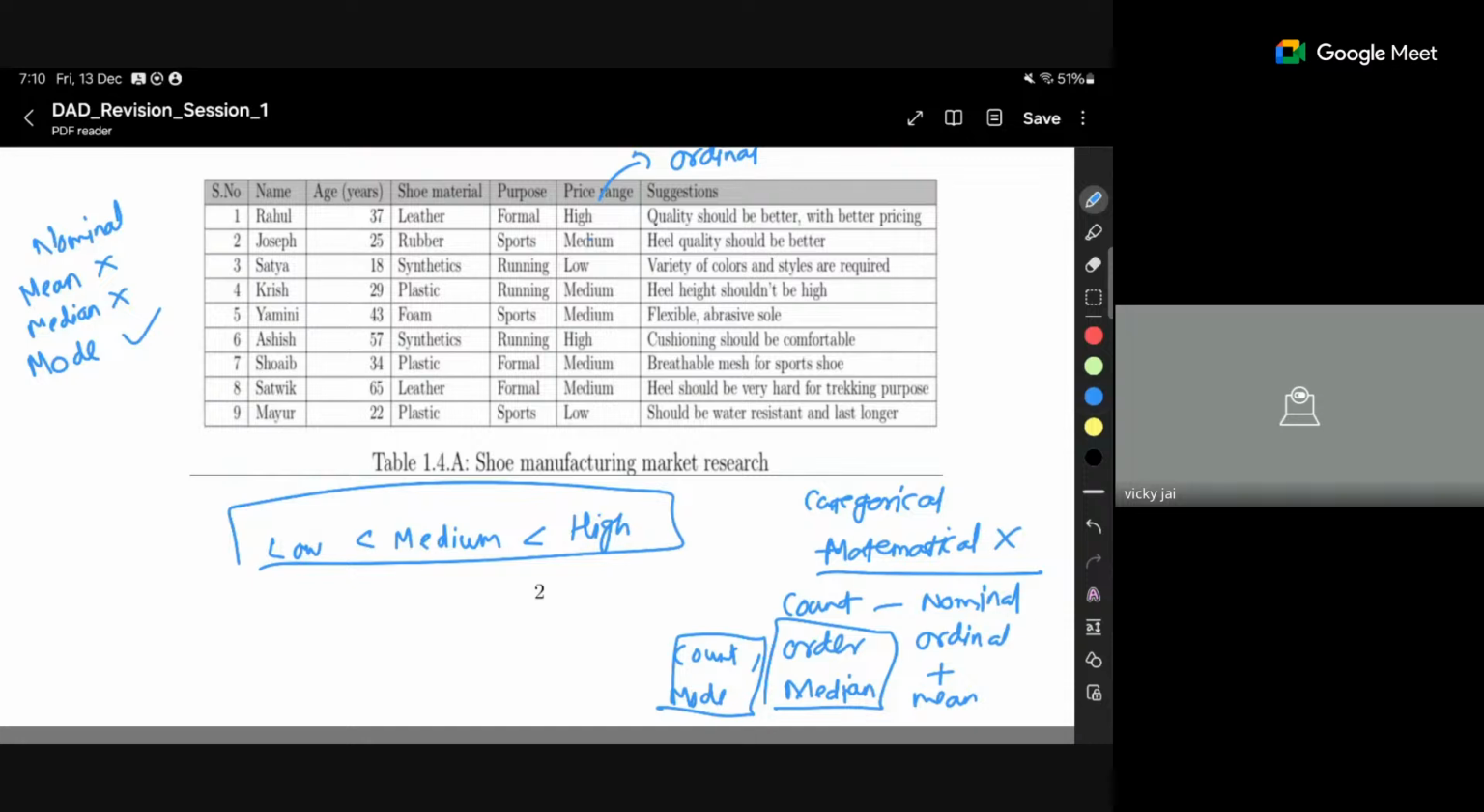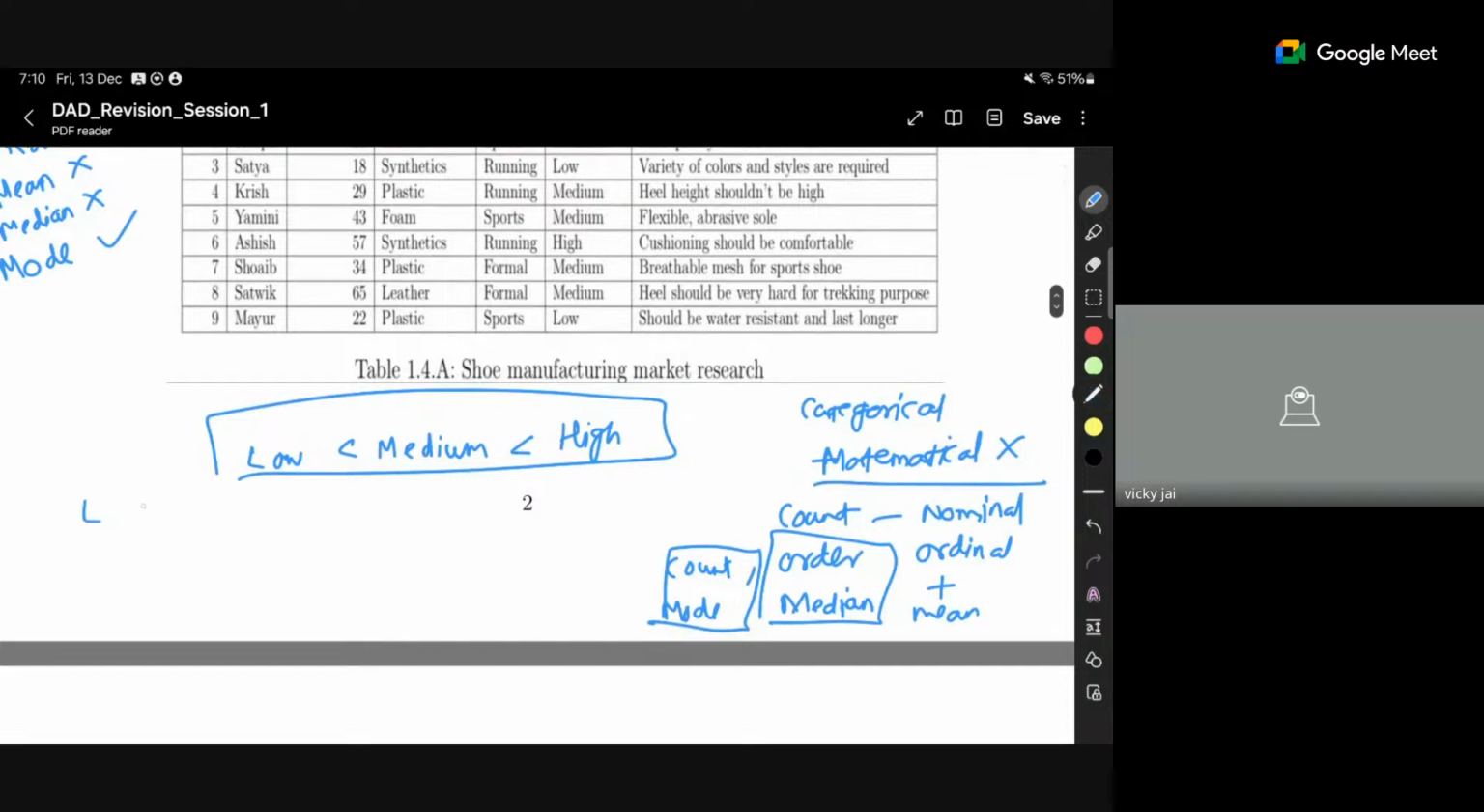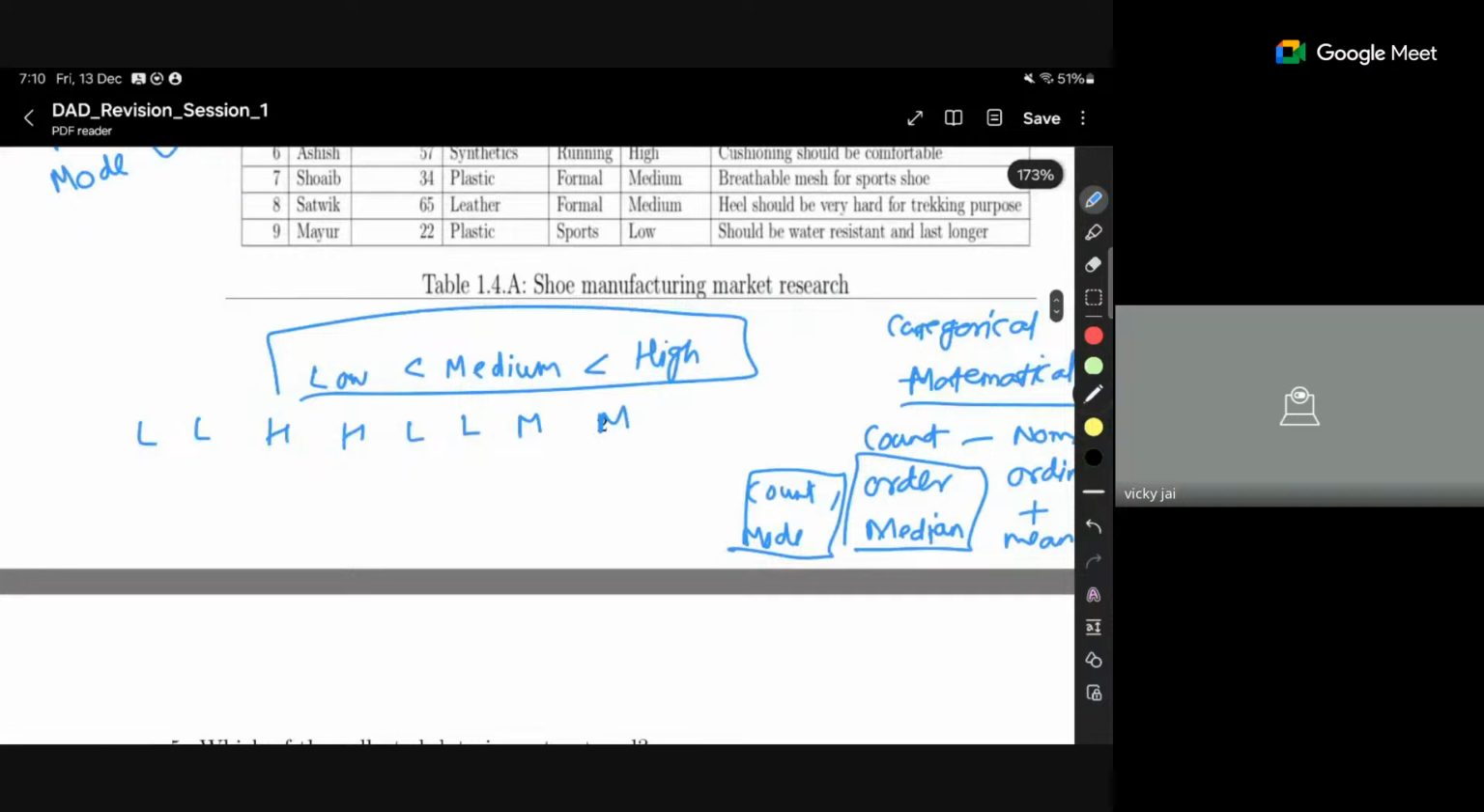So let's say data was low, low, high, high, low, low, medium, medium. What I would have done is arrange them according to their order, going from low to high generally. So I order them: low, low, low, low, then medium, medium, then high, high. Then I find the middle value. There are four and four, so you can see these two are the middle values. So you can consider any of them as a median, low or medium, right?